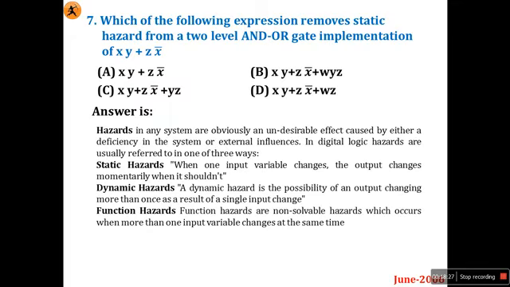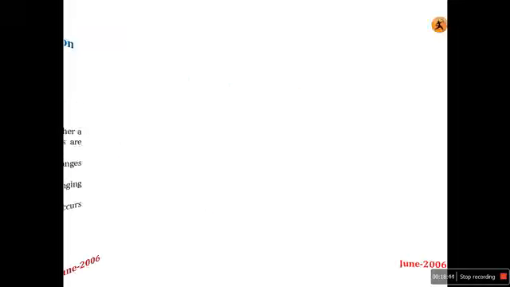This is a non-solvable hazard, where there is more than one input but the output is the same. That is the non-solvable hazard. There are 3 types of hazard: static hazard, dynamic hazard, and function hazard. Okay, now come to the question.